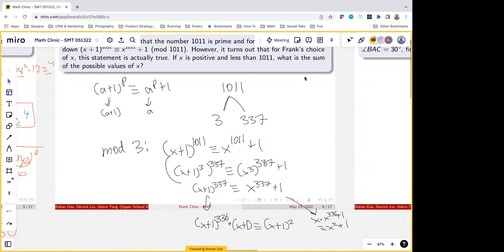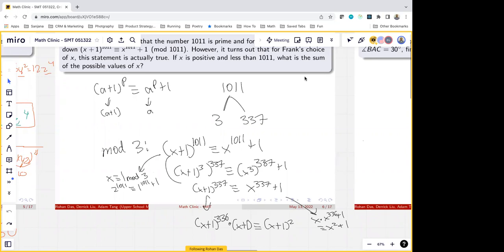These two expressions should always be equal in mod 3. And I made a mistake somewhere here, but it doesn't really matter because you can always just check this in every case. If we select x is 1 mod 3, we have 2 to the 1011, which is going to be 1 to the 1011 plus 1.